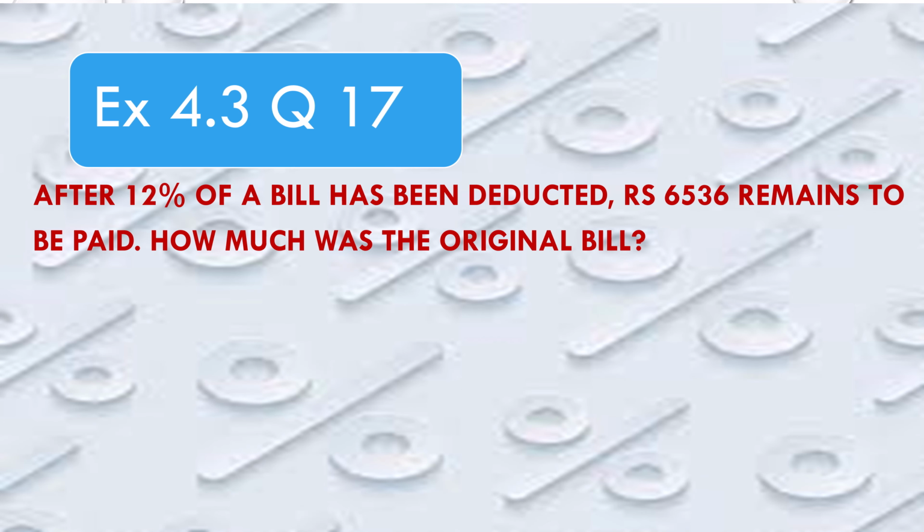This is exercise 4.3, question number 17. It is a conceptual question, but listen very carefully. After 12% of the bill has been deducted, rupees 6,536 remains to be paid. How much was the original bill? Here the original bill means total bill, and total means 100%. And 12% of the bill has already been paid. So the remaining percentage is 88%, which is equal to 6,536. We will use this information to calculate the original bill.